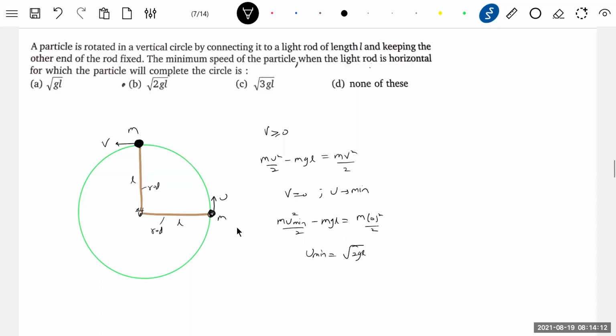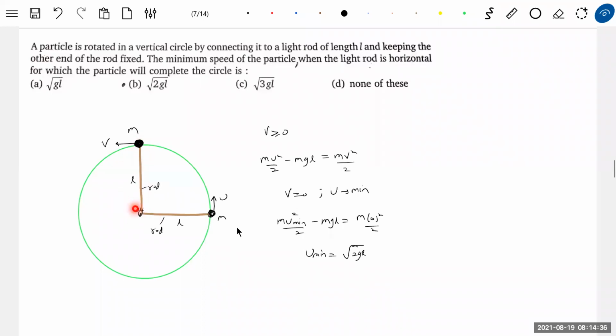You can project the bob from wherever you want. It's not always that it should be the lowest point. I think that's what he means to say. Moreover, a rod is there, so don't try to use root GL at the highest point. No, it's a rod. No need of that. The rod will take care that the bob will complete the circular path here.